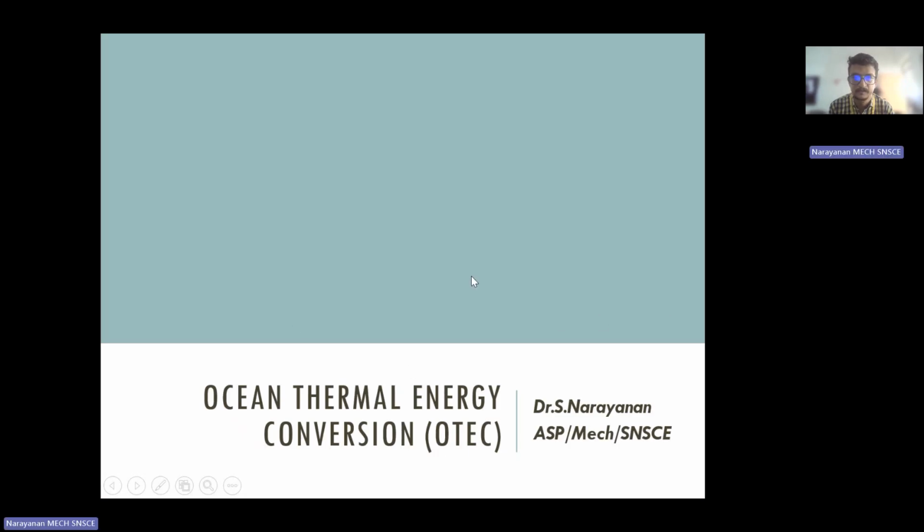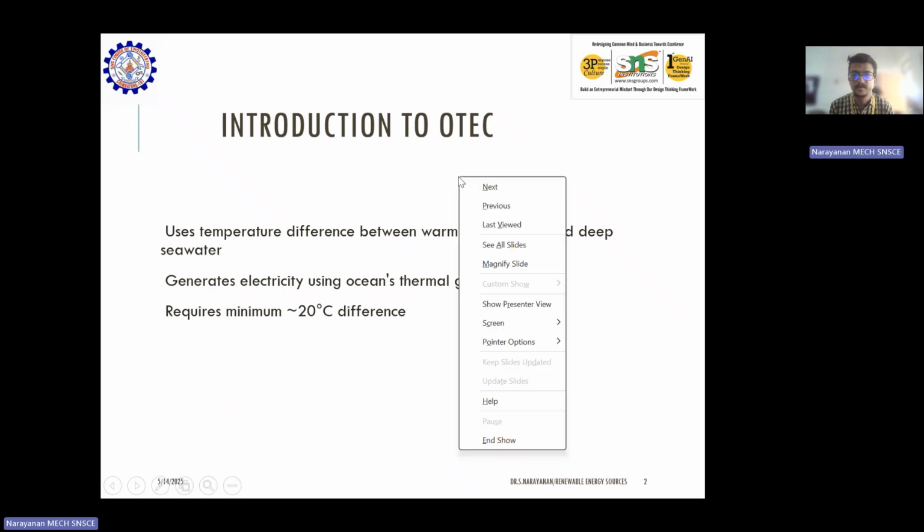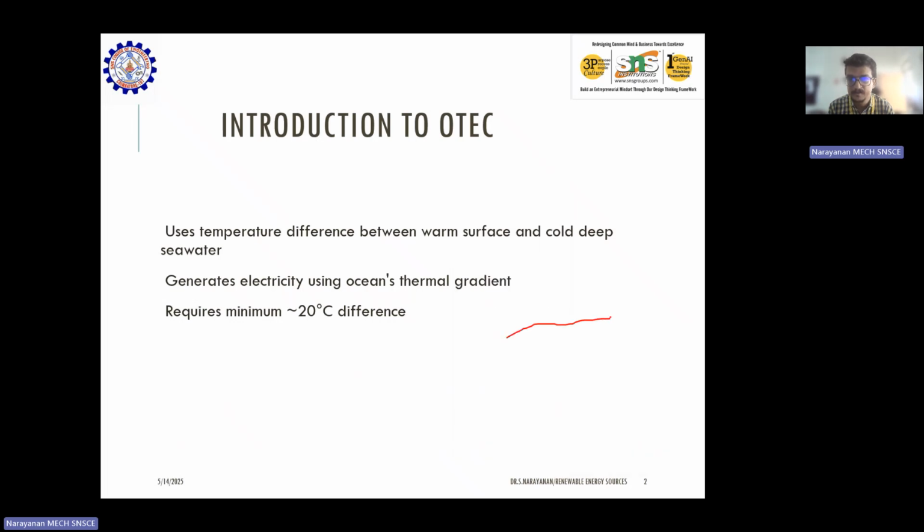Ocean thermal energy conversion. So using the temperature gradient, that is the difference of temperature between a warm top surface and the bottom surface. That is, the warm surface will be at a higher temperature, which is T1, and the bottommost part will be at a lower temperature, T2. So this T1 minus T2 is the temperature gradient. It should be a minimum 20-degree difference. There should be a minimum of 20-degree Celsius difference in order to establish an ocean thermal energy conversion power plant.